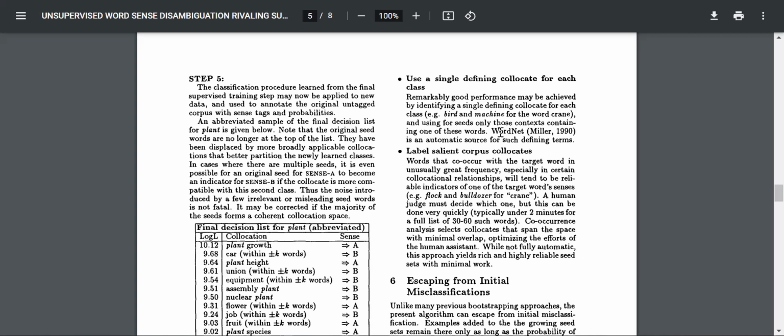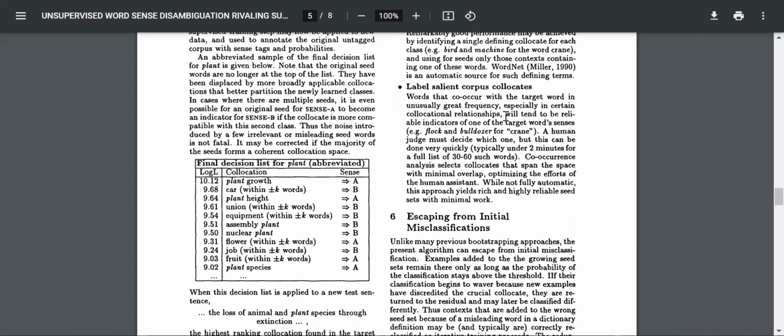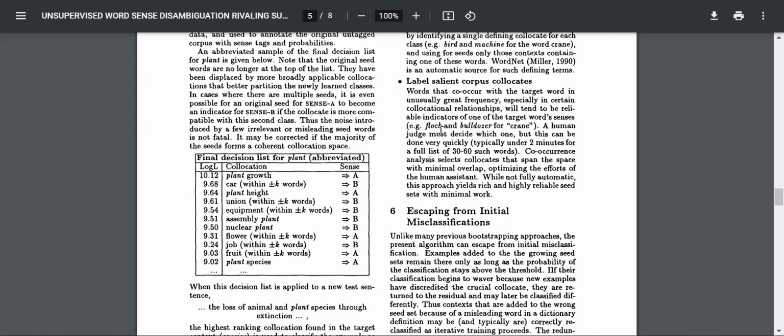Also, label salient corpus collocates. Words that co-occur with the target word in unusually greater frequency, especially in certain collocational relationships, will tend to reliably be indicators of one of the target word senses. So, flock and bulldozer for crane. A flock of cranes is indeed representing bird, but bulldozer is more tending towards machines. Someone might say a flock of cranes sat on the large crane bulldozer, but that is some extreme case. A human judge must decide which one, but this can be done very quickly.